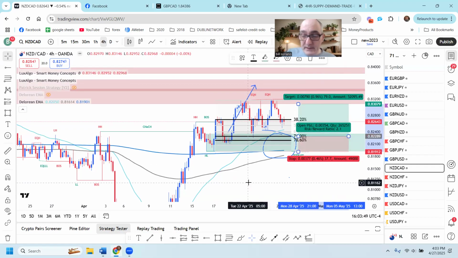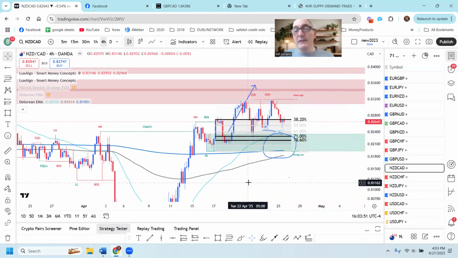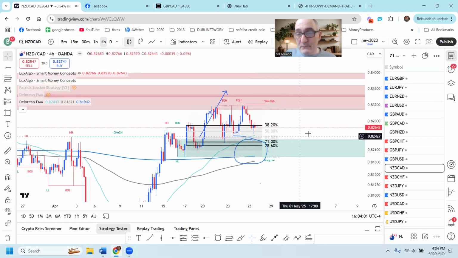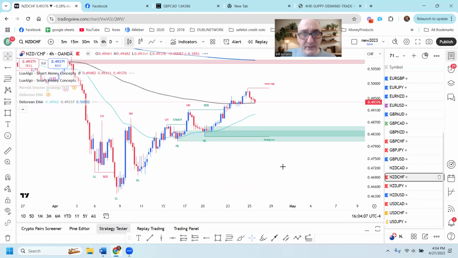So we would be able to take that if it would have given us the buy shift and the change of character inside of that range. But if it would have been outside of that range at all, there wouldn't have been enough room there to take that trade.